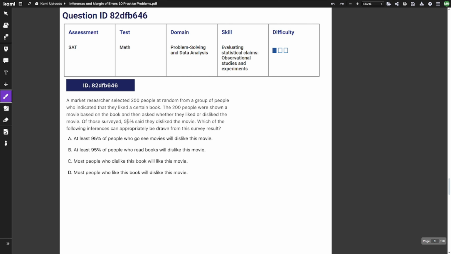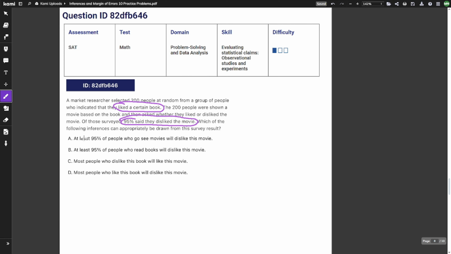Of those surveyed, 95% said they disliked the movie. Which of the following inferences can be appropriately drawn from the survey result? So here they only asked people that liked the book. And then these people that liked the book, 95% of them did not like the movie. So let's look at our answer choices.